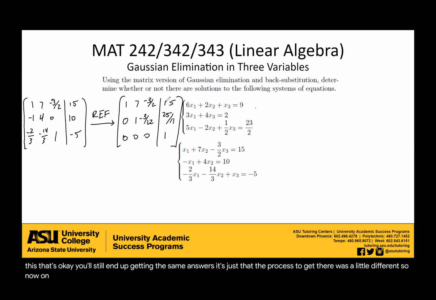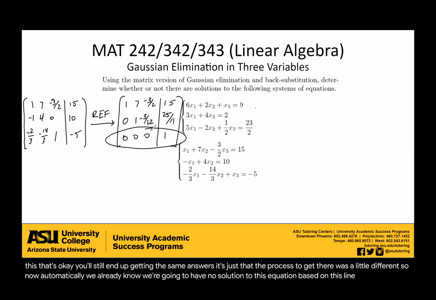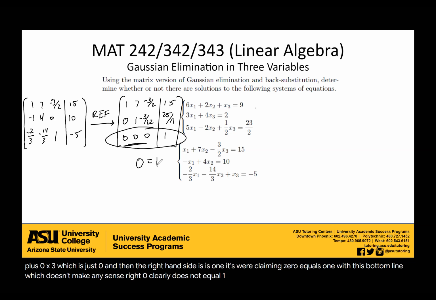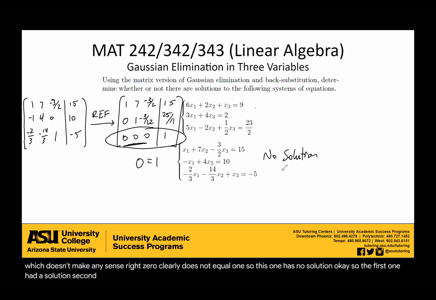So now automatically, we already know we're going to have no solution to this system based on this line here. The left-hand side of it is 0x1 plus 0x2 plus 0x3, which is just 0. And then the right-hand side is 1. So we're claiming 0 equals 1 with this bottom line, which doesn't make any sense, right? 0 clearly does not equal 1. So this one has no solution. Okay, so the first one had a solution. Second one, no solution. Cool. All right, I'm going to go ahead and clear this again.